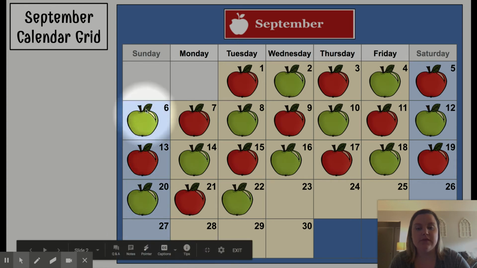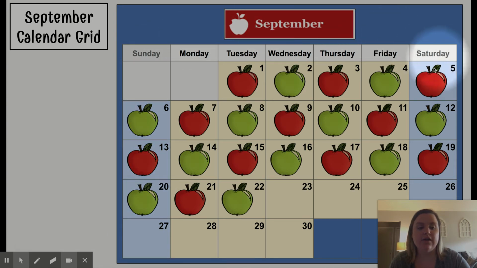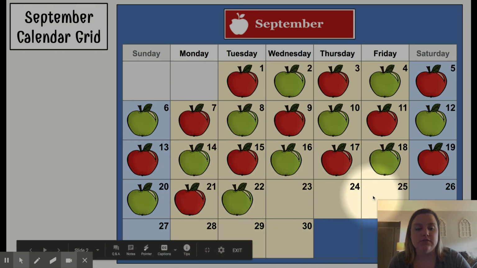The blue dates mean it's the weekend. Sunday and Saturday are the weekend. There is no schoolwork on those days. Monday through Friday are weekdays, okay, the yellow days. And those are the days we are in school together.